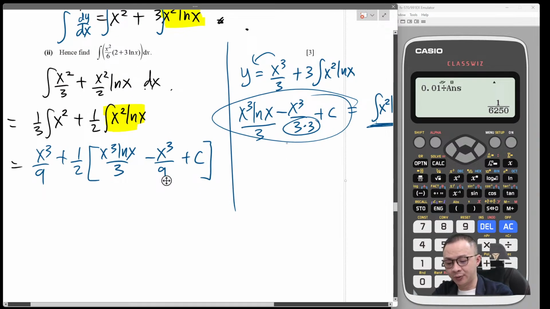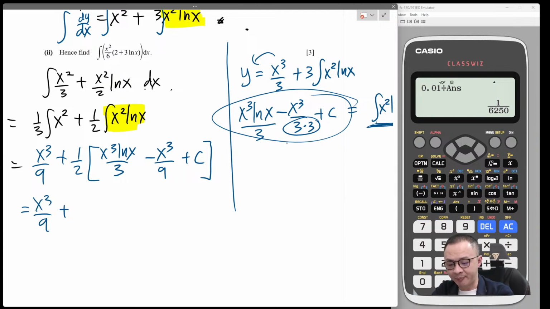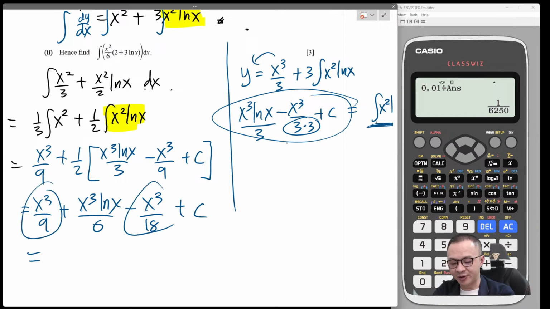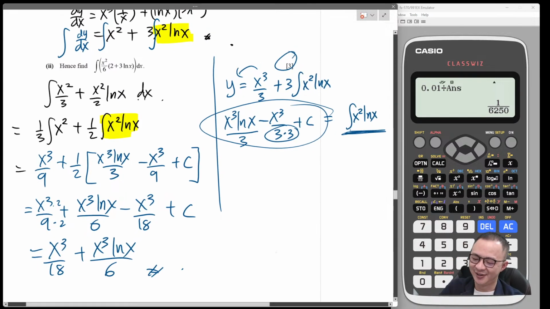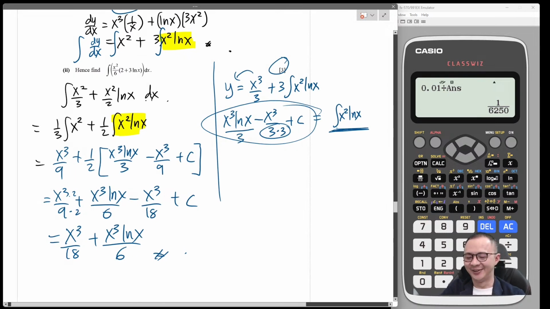Okay, so yeah. x cubed over 9 plus x cubed ln x over 6 minus x cubed over 18 plus c. Alright, this one and this one we can solve, right? In order to get 18, I multiply 2, right? So it's 2x cubed minus 1x cubed. I still got x cubed over 18 plus x cubed ln x over 6. Done. This 3 mark is a bit too much for so many things in order to get this 3 mark.